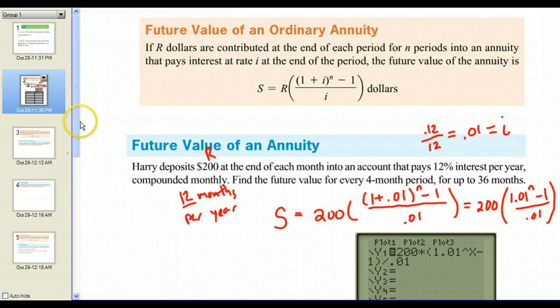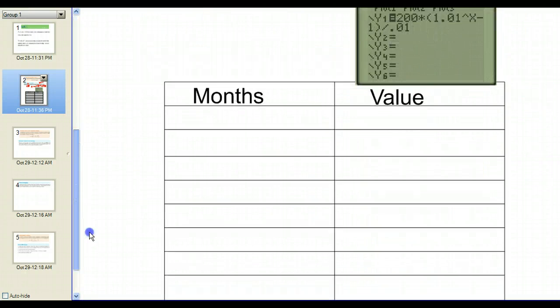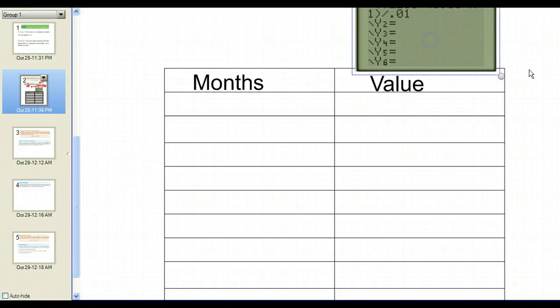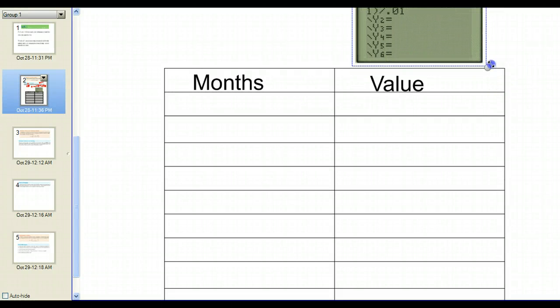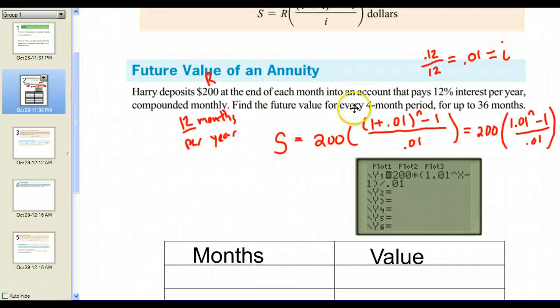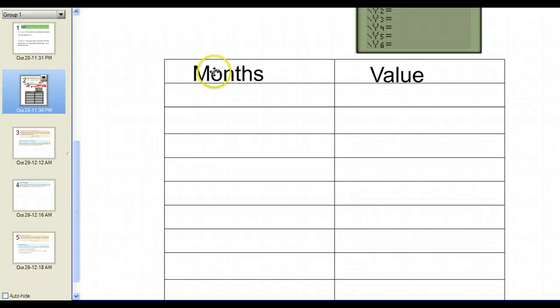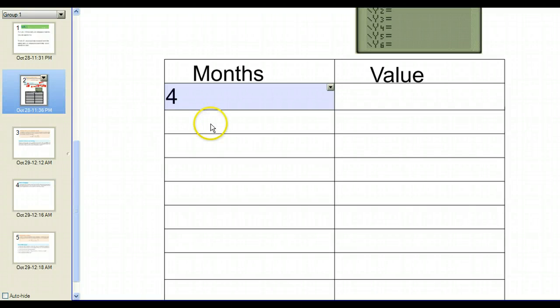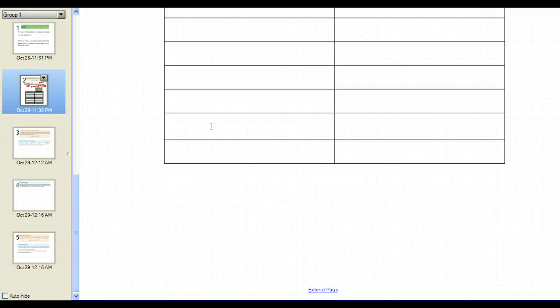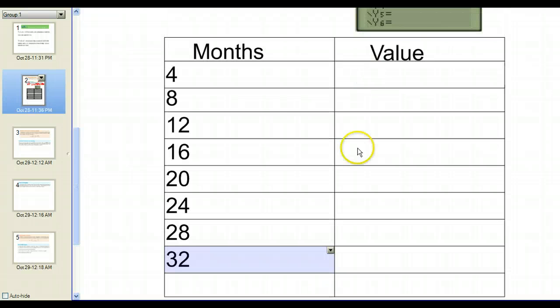So I'm going to scroll down here, show you the table that I've got set up here, and we're going to use this table to fill in and answer the question. If you look back at the question, it said find the future value for every 4-month period up to 36 months. So in each one of these periods we're going to look at 4 months, 8 months, and all the way down to 32 months. Alright, so I've got that filled in.